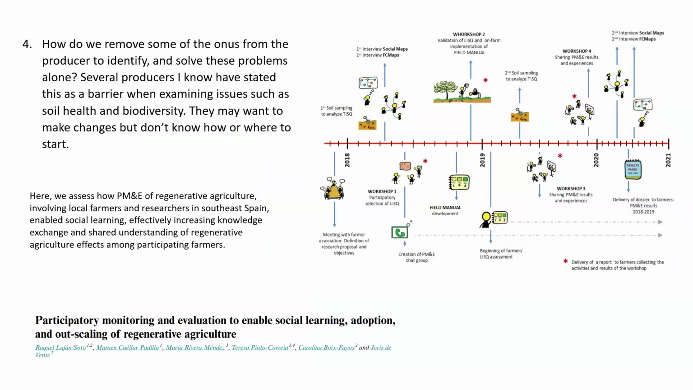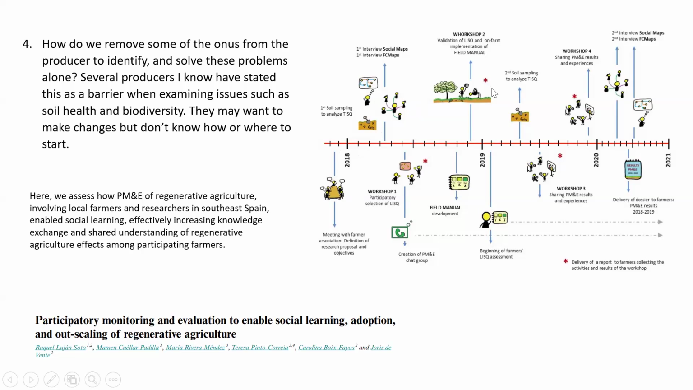But here's the diagram that I started off with. And this is a study from Spain where they wanted to assess how participatory monitoring and evaluation of regenerative agriculture involving local farmers and researchers enabled learning and understanding the benefits of regenerative agricultural effects among these farmers. And so what they did is they gathered farmers together and had them describe some of the elements of their farm, how they saw innovation maybe happening, or which things that they would like to happen. And then the researchers developed a field manual.